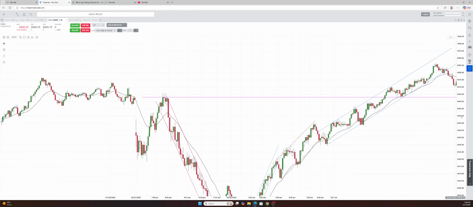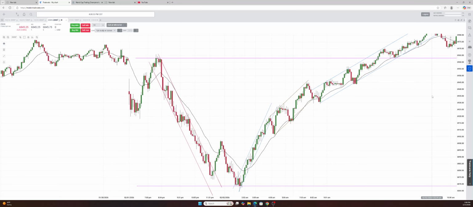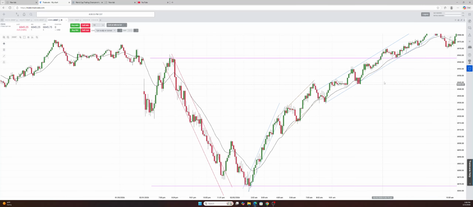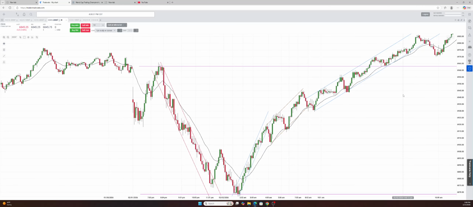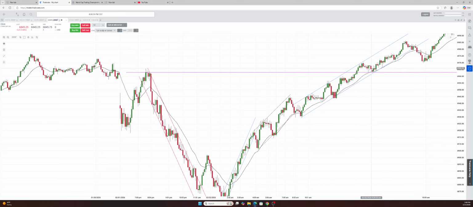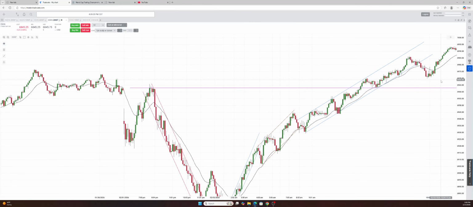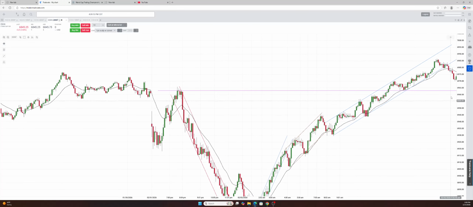Because whenever you get breakouts of resistance levels, prices will try to retest those. And even though we tested it here a little bit, there may be a stronger attempt to retest it. So I'm just, there's nothing clean.